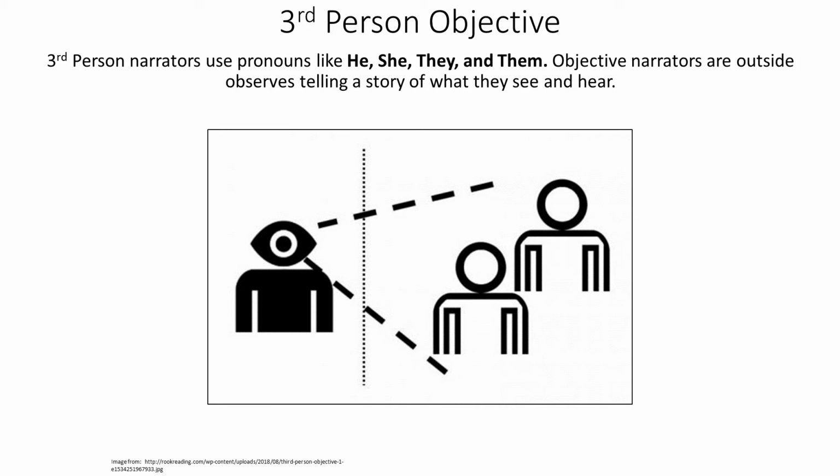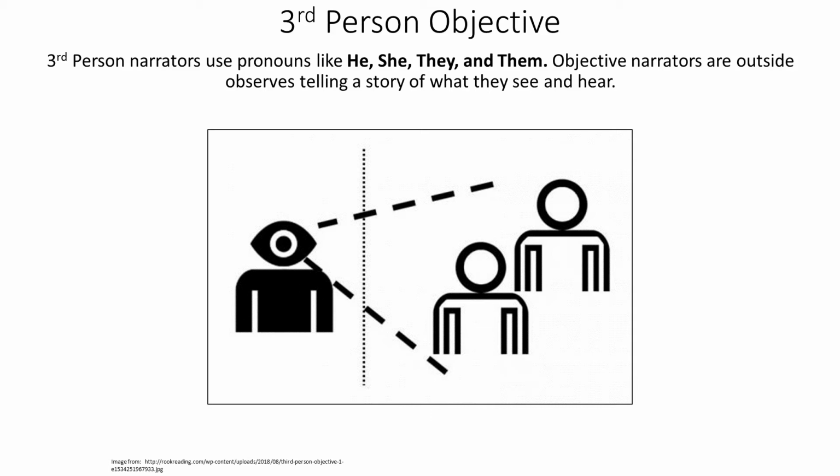But if those pronouns are absent and we're seeing third-person pronouns like he, she, they, and them, that is going to tell us that it is third person. Now, the big thing about third person is the narrator is not a character in the story. They are not directly taking part in the story. They're just sharing a story with us.